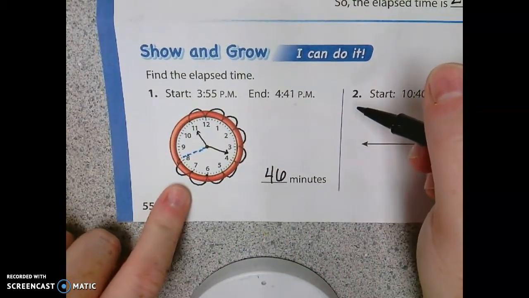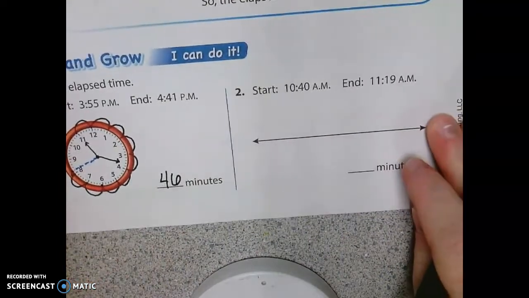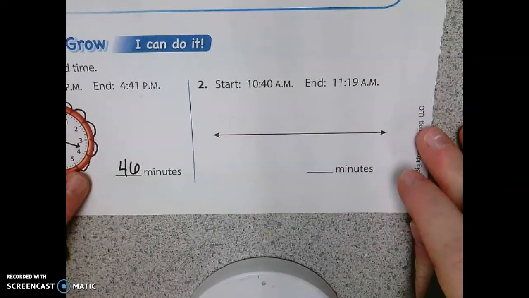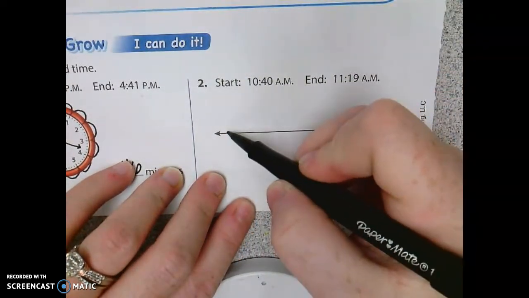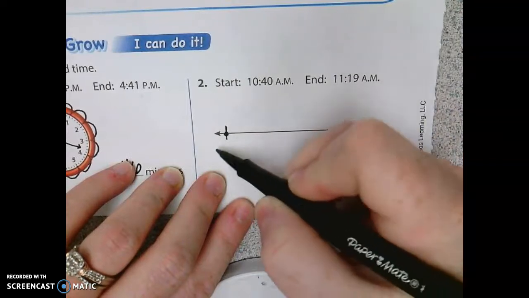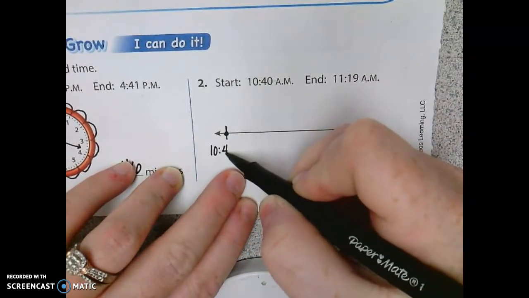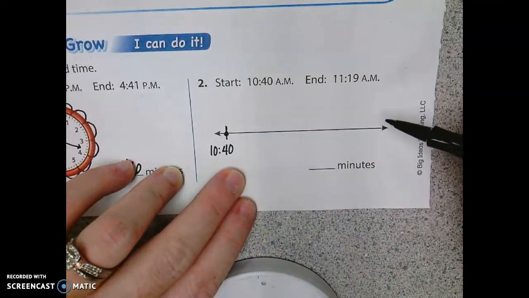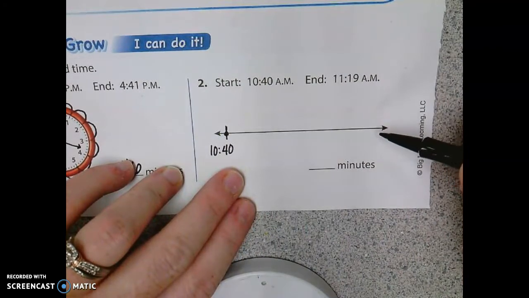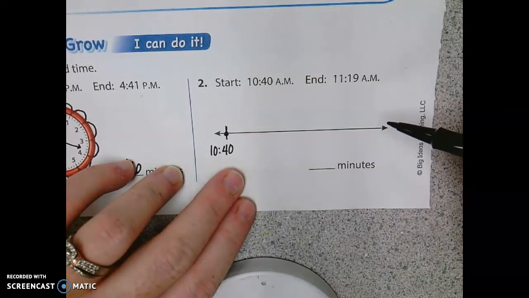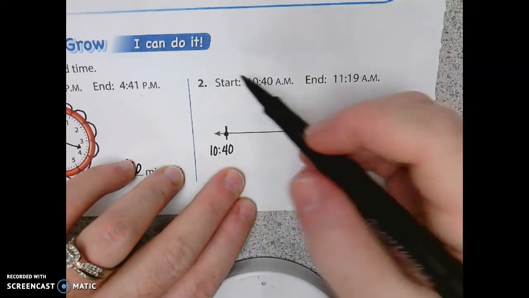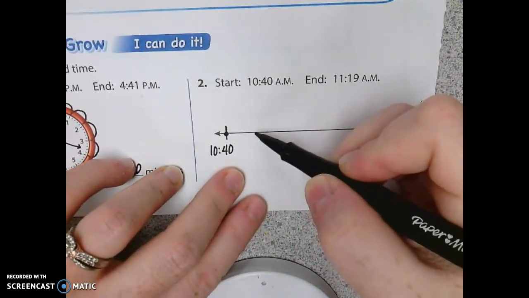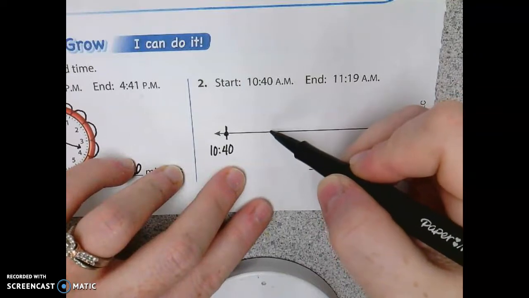Okay, on your work, you can either draw a clock like this and count by fives, or you can also do a number line. The number line, we're going to start at 10:40 a.m. So I'm going to plot that on my number line right here. 10:40. Okay, and we need to get to 11:19. So, what's an easy number you can count by? If we start with 10:40, I'm going to count by tens. That kind of seems a little easier to me.